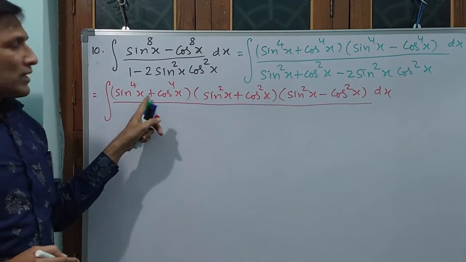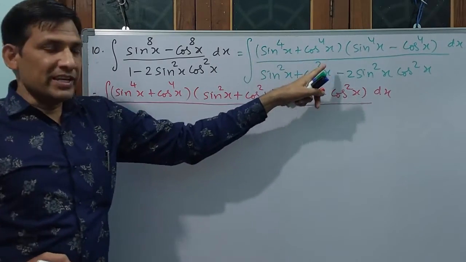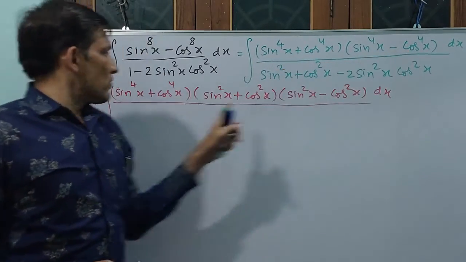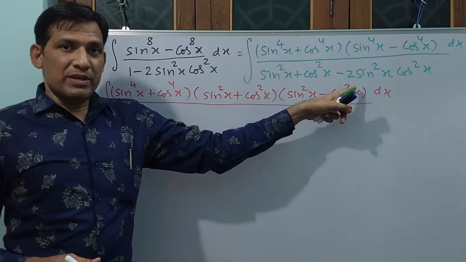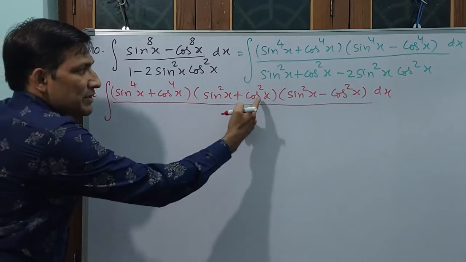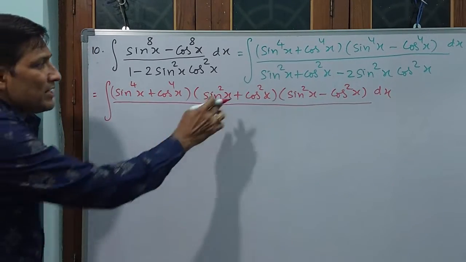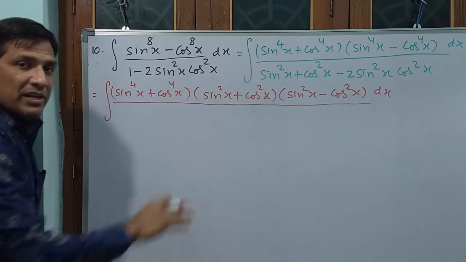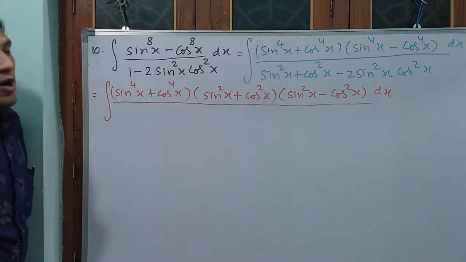Sin to the power of 4x plus cos to the power of 4x, I have not changed anything. a square minus b square is a plus b into a minus b. See, sin square x plus cos square x is going to be 1 again. This you need not write again in multiplication. Now come back to the denominator.